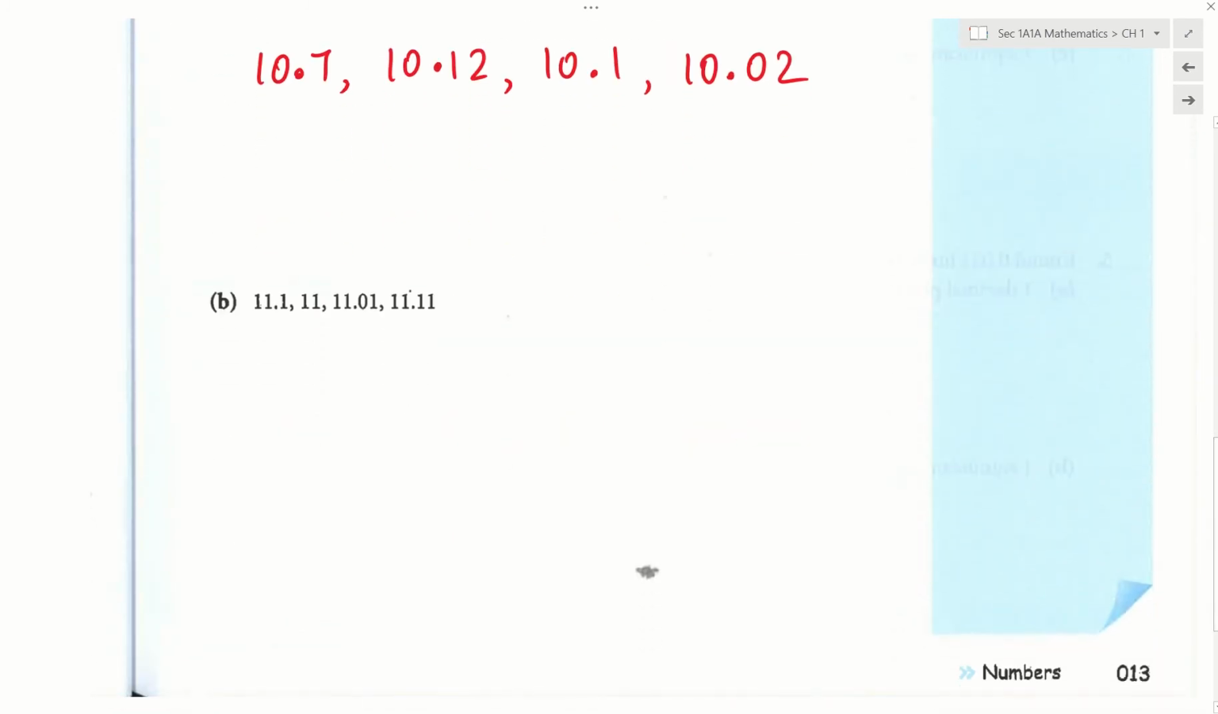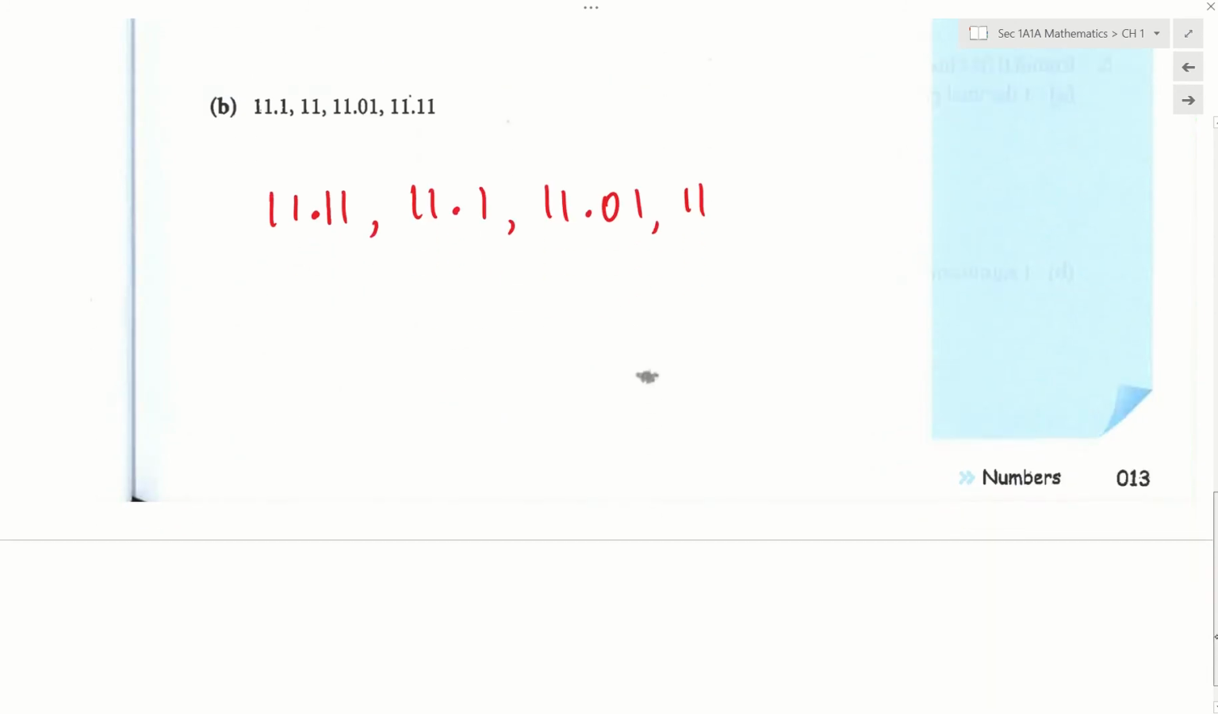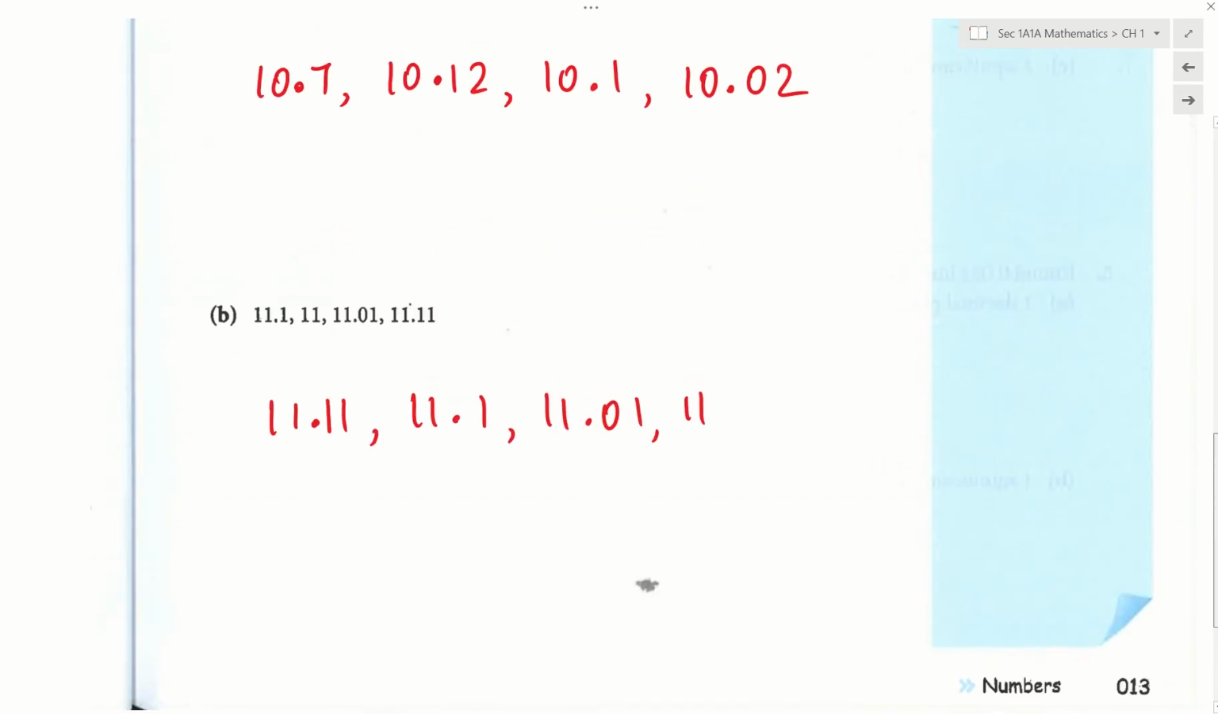Next question. Yes? Eleven point 11.11, followed by 11.1, followed by 0.01, then 11. Okay, thank you. Sit down. Any questions with this page so far?